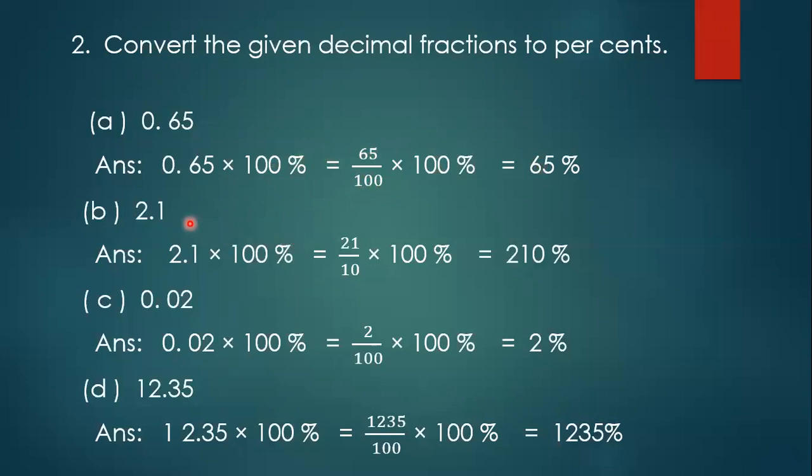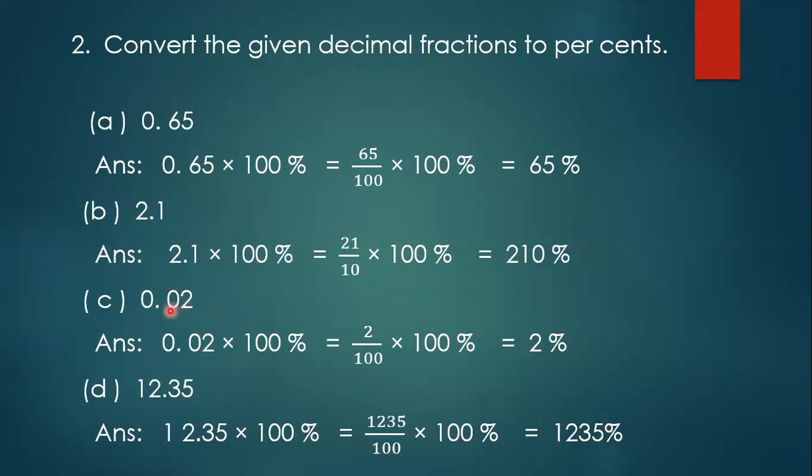Next one is 2.1. In fraction we can write 21 upon 10. Why? Here how many decimal places are there? Only 1 decimal place. So we will be writing with the denominator 10. 2.1 can be written as 21 upon 10 into 100. And here 1 zero from the 10, and from the 100 1 zero we can cancel. Then 10 left here. 21 into 10, that is 210 percentage.